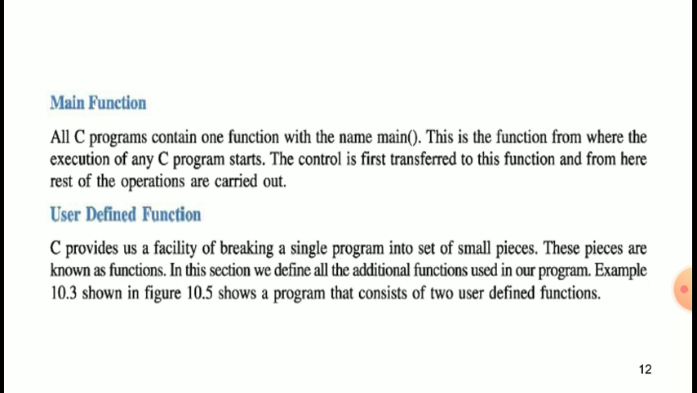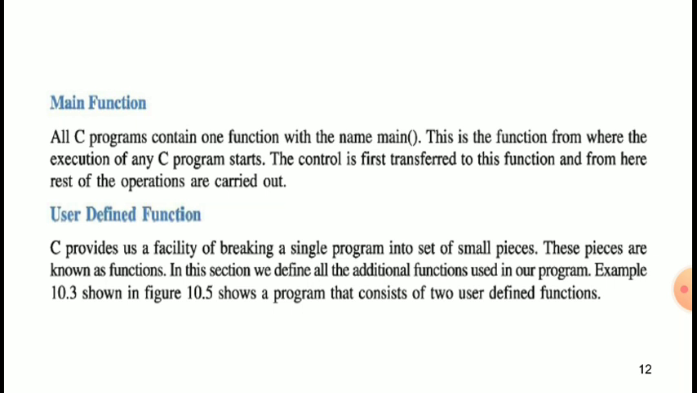Next, the fifth, main function. The execution of a C program starts with main. The control of the C program is first transferred to main, and then the rest of the operations are carried out. So that is the main function.